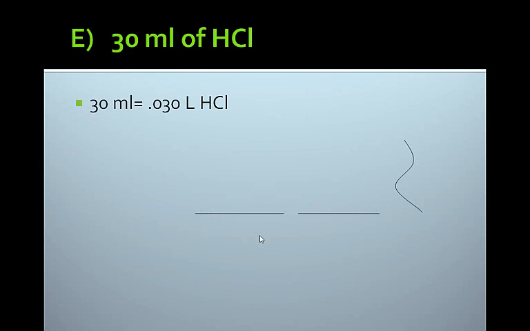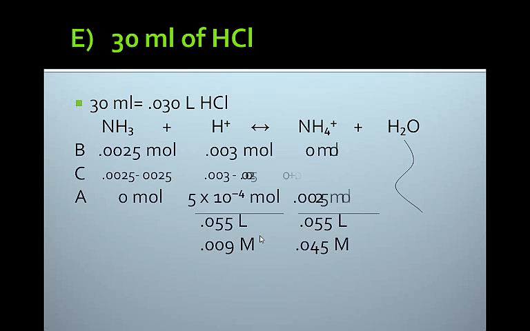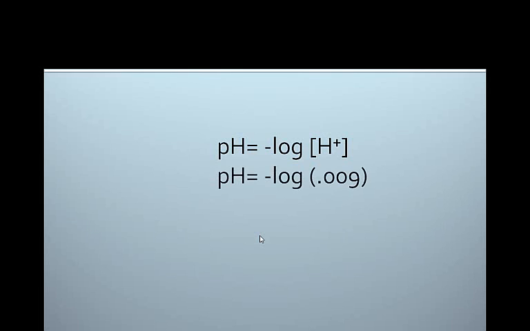For part E, we're going to add 30 milliliters of HCl, which is the same thing as 0.03 liters of HCl. So we are going to do BCA for this part, and once we subtract again the least amount of moles of the reactants, we are going to be left with 0.009 molar of H plus and 0.045 molar of ammonium. So in here we already have our concentration of the H plus, so we just plug that into our pH equation, negative log of H concentration. So the pH equals negative log of 0.009, and our pH is going to be 2.04.